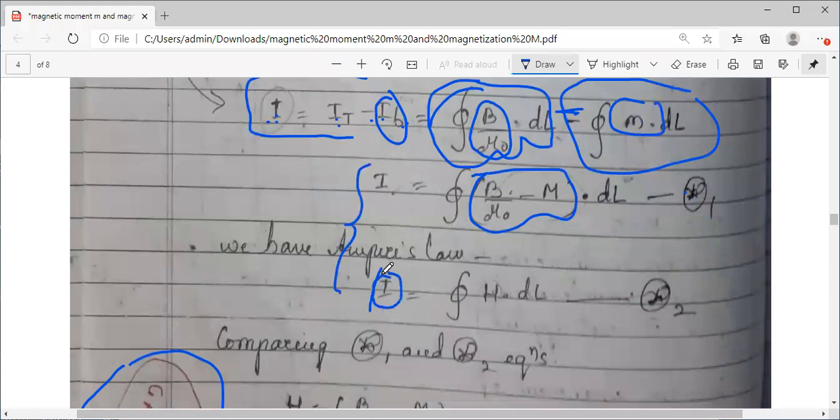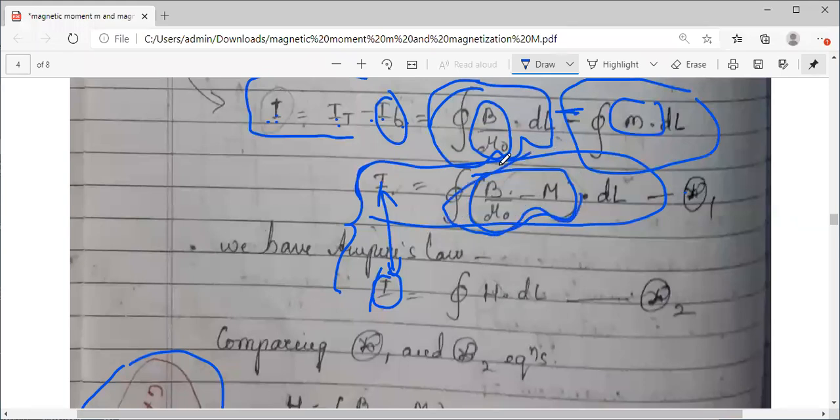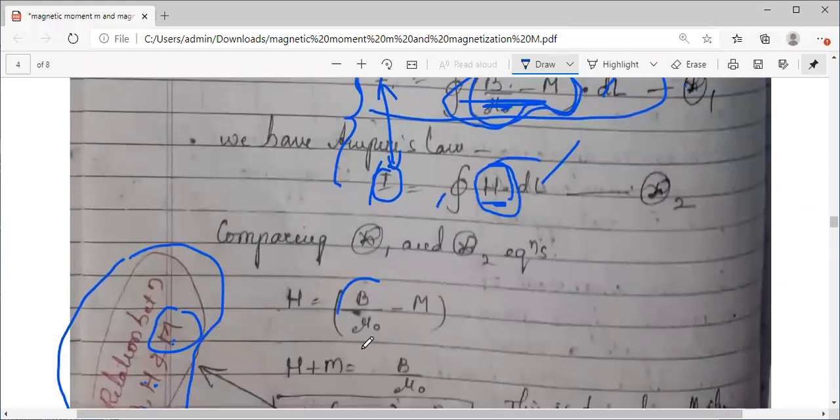Because here, in Ampere's law, you do not take the bound current. It is because of the charges only, the free charges, right? So you can compare the equation that we have got for free charge, considering the bound current and total current concept. The LHS is I for both, so I can equate the RHS. B by mu naught minus capital M is equal to H, because both are line integrals, with the dot product with respect to dl. So I can equate these two terms: B by mu naught minus M is equal to H.